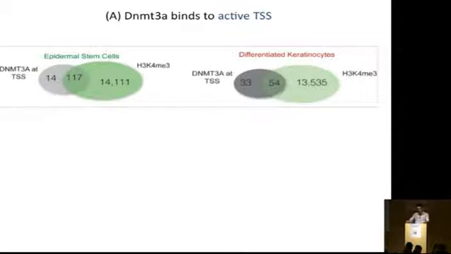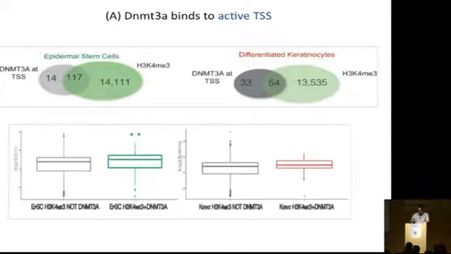DNMT3a binds to active enhancers, and a subset of the binding domains of DNMT3a was found at transcription start sites. We could see that these transcription start sites are actually active because we have done ChIP sequencing for H3K4 trimethylation, a histone modification enriched in active transcription start sites. And interestingly, the expression of the genes that are bound by DNMT3a and enriched for H3K4 methylation is higher compared to the ones that have just H3K4 methylation.